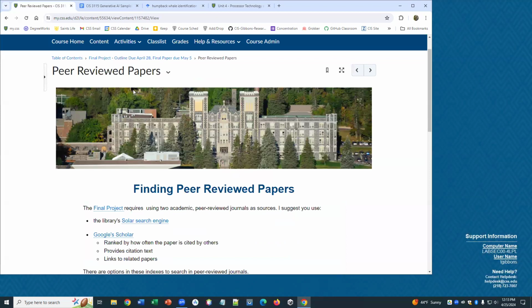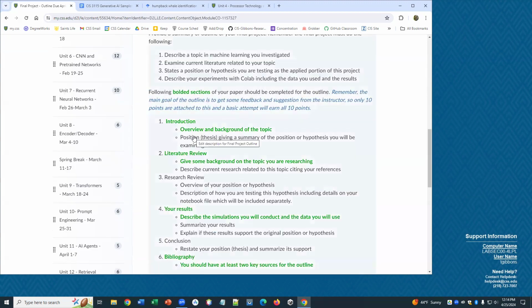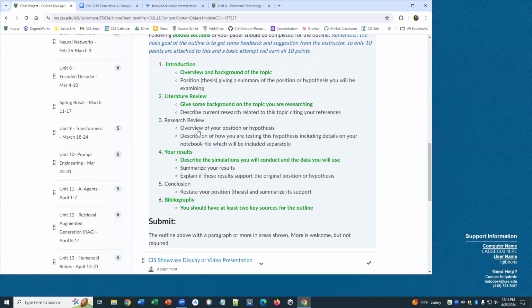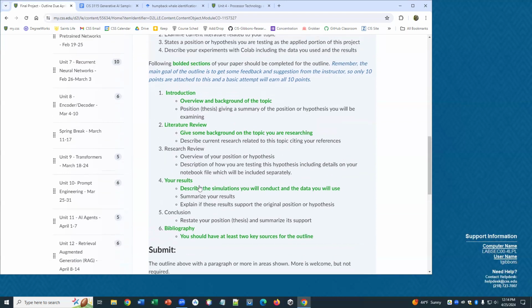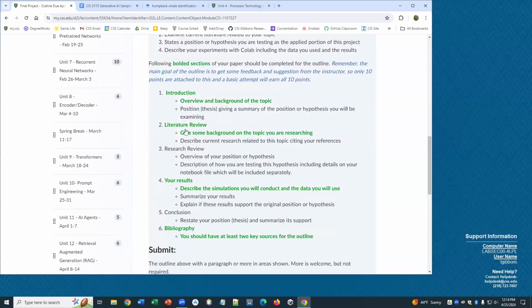Okay, so for this, we want you to figure out a topic. Think about what your topic might be, and then you're going to need to write up this summary or the outline for Sunday night. Again, you just have to do the green sections of this, your overview, that sort of stuff.